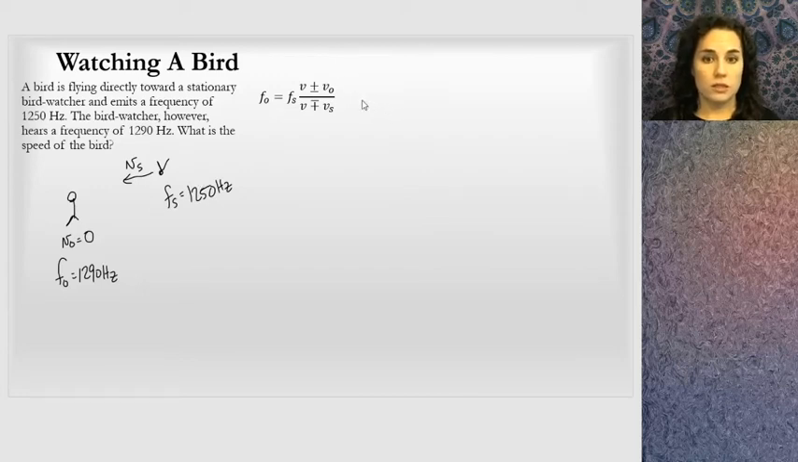So when I look at this equation, I want to solve for, actually it says what's the speed of the bird. So I'm going to be solving for V source. But I'm going to set the equation up first before I do any algebra, because I have to figure out if this is a plus or a minus, and I can simplify the top as well. So the frequency of the observer equals the frequency of the source times V plus or minus the velocity of the observer, which is 0. So I'm going to leave nothing there. And we're going to divide by the velocity of the sound plus or minus the velocity of the source.